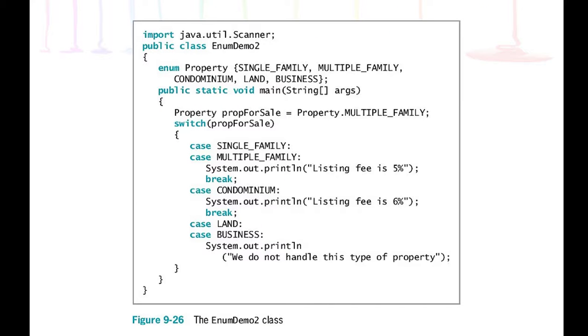In this code right here, you see where we have the enum Property: single family, multiple family, condo, land, and business. Setting up an array there. Does the public main, then it declares property equals Property.MULTIFAMILY. And then it's doing a switch. And switch is just another way of doing an if statement, but a little bit fancier. It says case single family. What case single family means, if the value is single family, then it's going to stay there, else it's going to move on to the next one.